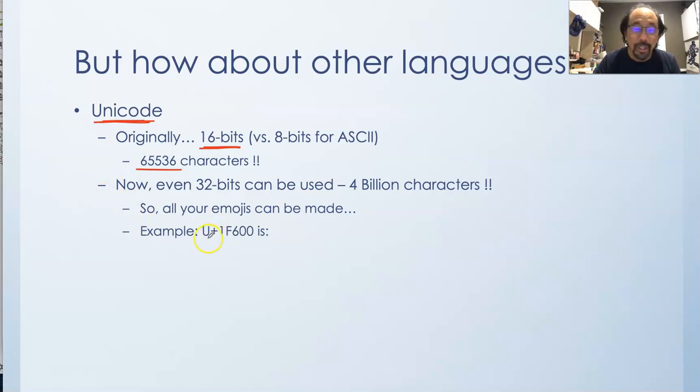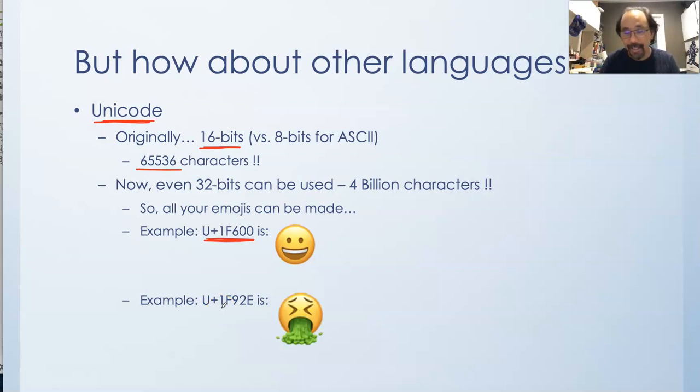So this is an extended Unicode value for your happy face. And then on days when you're not so happy, days when maybe you've eaten something wrong, this is the emoji for not happy face. I ate something bad face. So yeah, 4 billion different characters can be represented with 32 bits of extended Unicode.